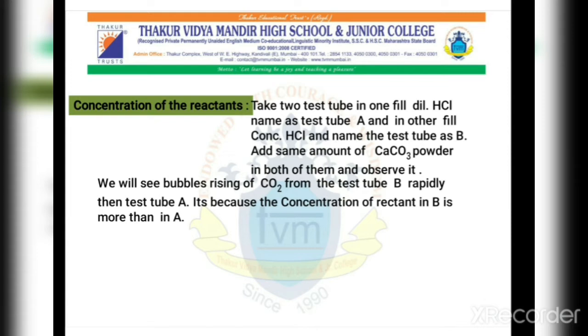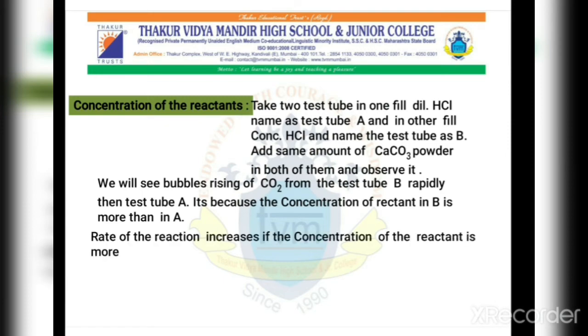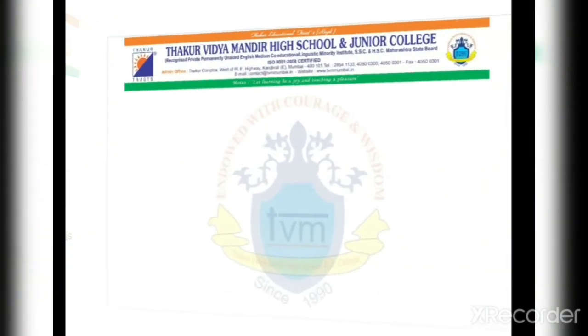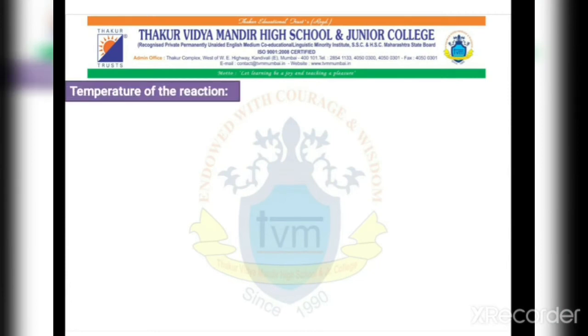Then test tube A. It's because the concentration of the reactant in B is more than in A. That means the concentration of the substance affects the rate of the reaction. The fourth point which we have discussed was temperature of the reaction.